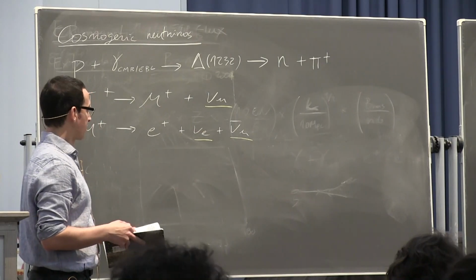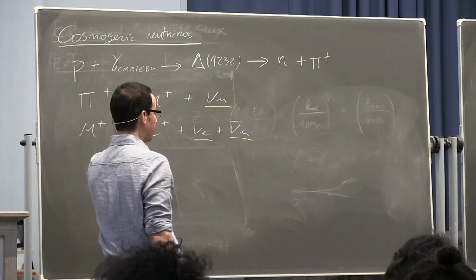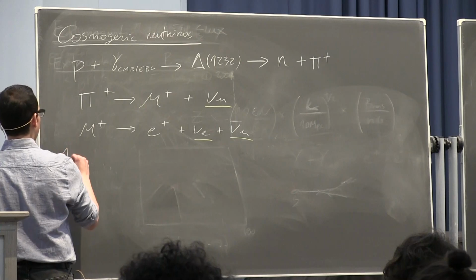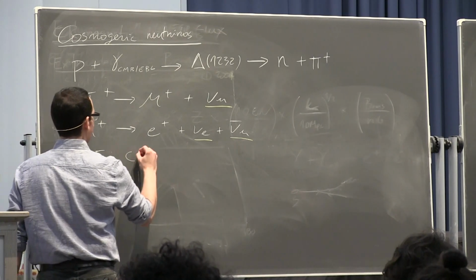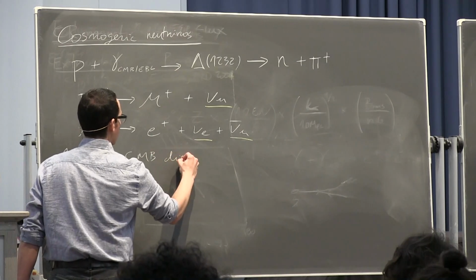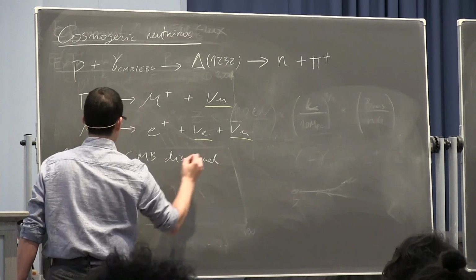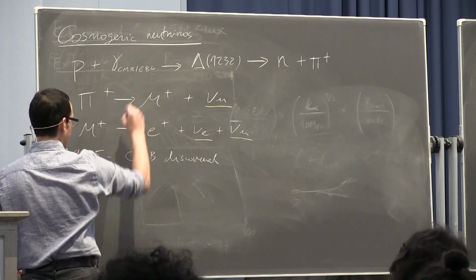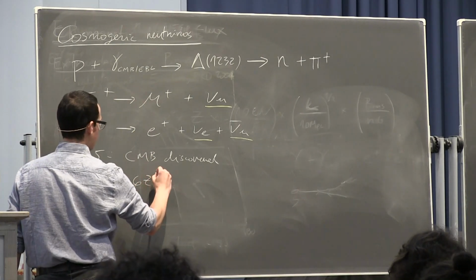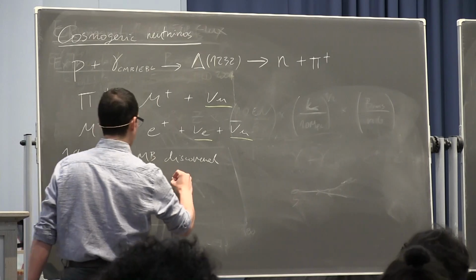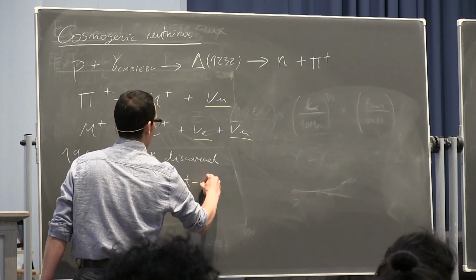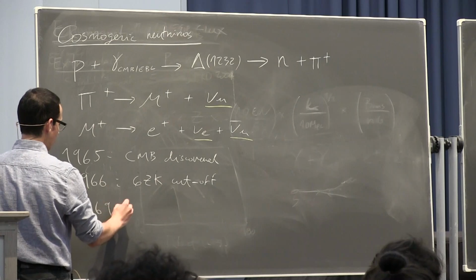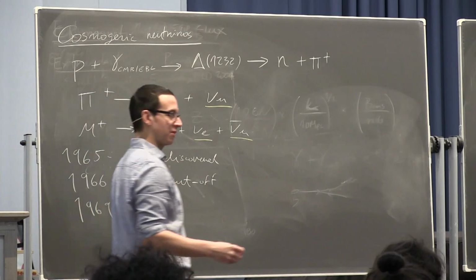So let's talk a bit of history. So the CMB was discovered in 1965 by Penzias and Wilson, as I said a couple days ago. So CMB discovered, and then the GZK cutoff of the cosmic rays, which is related to this interaction, that was in 1966 by Greisen, Zatsepin, and Kuzmin. But then it took only 3 more years for people to realize that you should be getting neutrinos also.